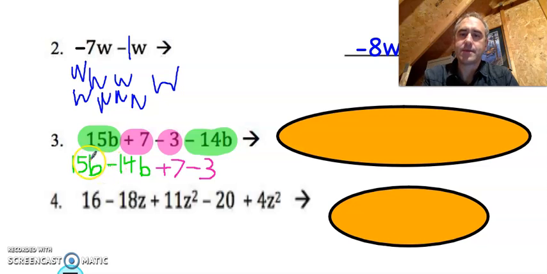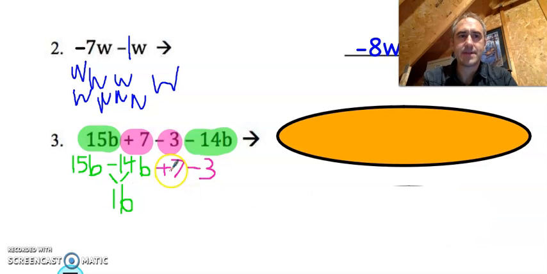And then let's do the math. 15 minus 14 would give me 1b, and a positive 7 minus 3 gives me positive 4. So I'm going to write this as 4, but to fill this gap, since 4 is positive, write a plus 4. If this answer was negative 4, I'd write a minus 4.